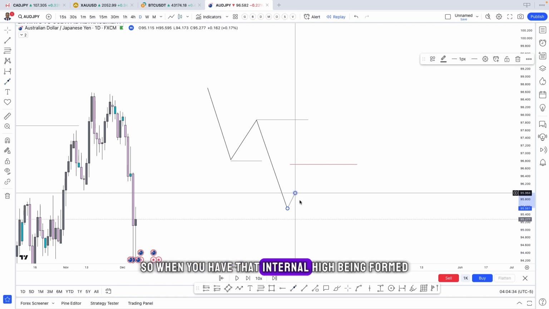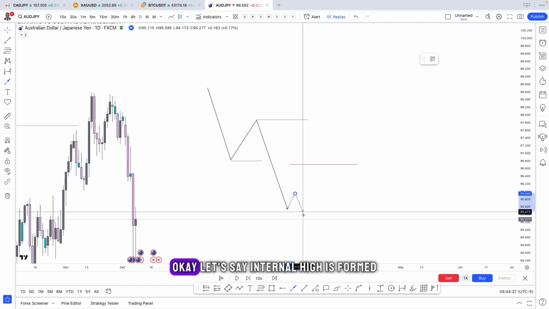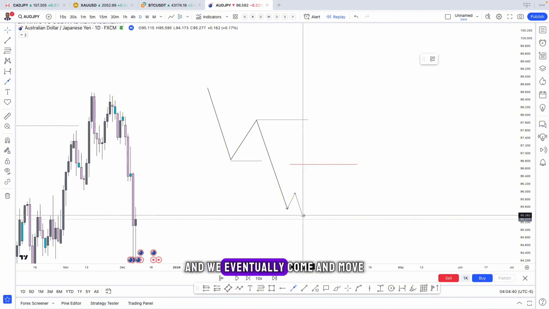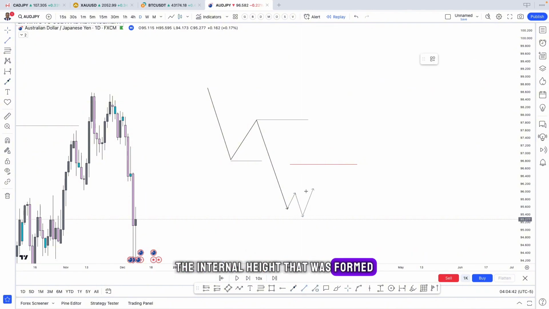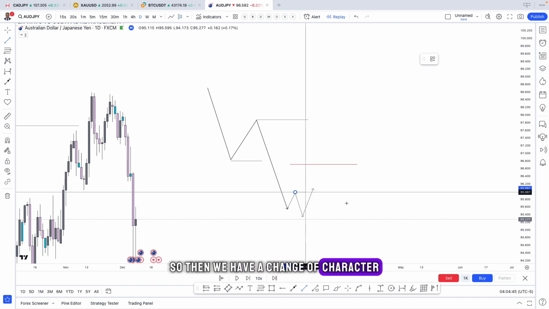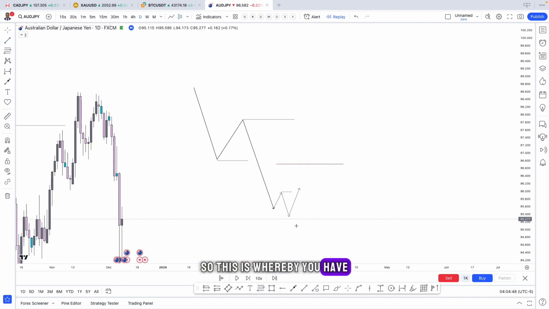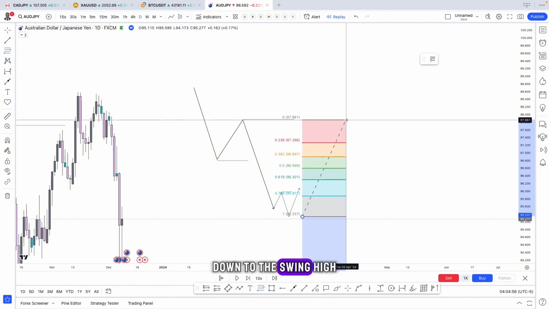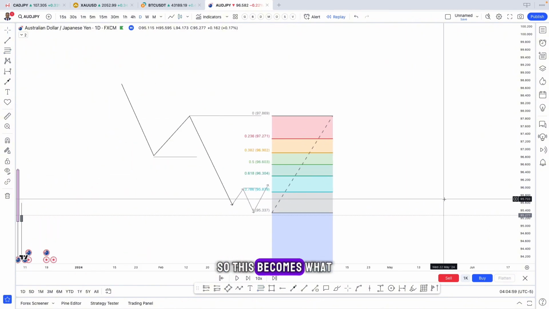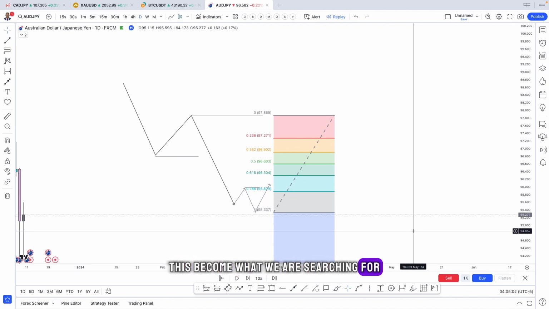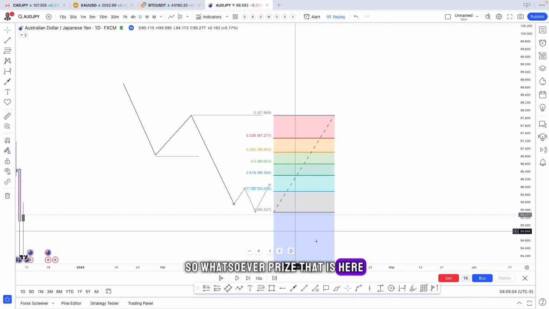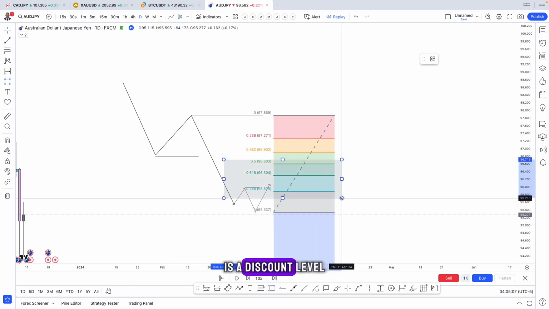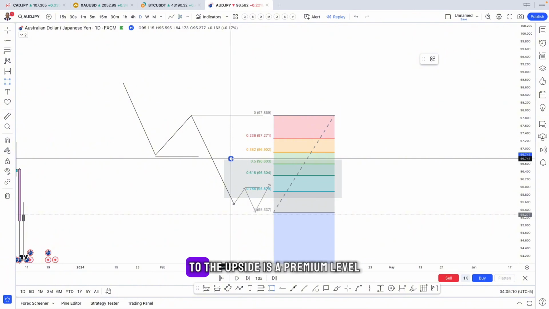When you have an internal high being formed, okay, let's say an internal high is formed, and we eventually come and break that internal high that was formed, then we have a change of character. This is whereby you now pull up your Fibonacci from the swing low to the swing high. This becomes what we are searching for. Whatever price is here, you have to know that from this zone down is a discount level, but from this zone to the upside is a premium level, right?